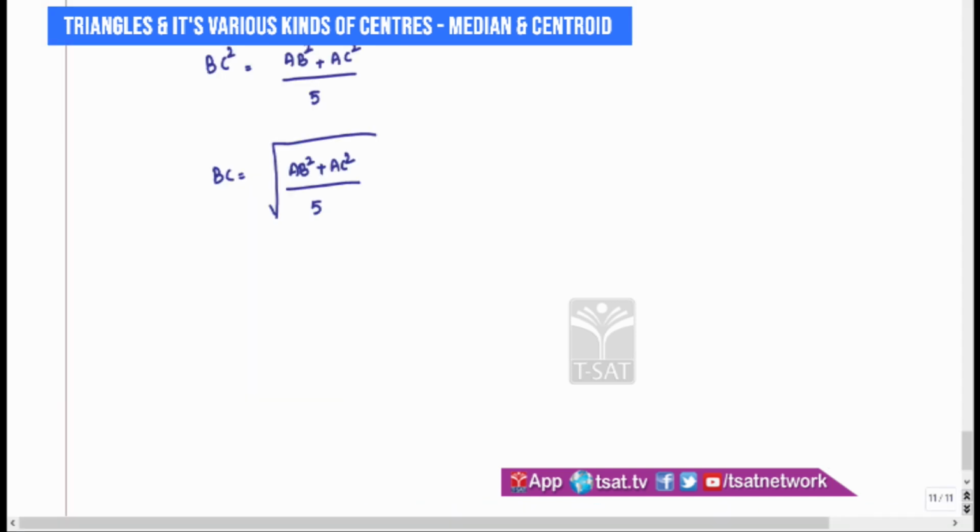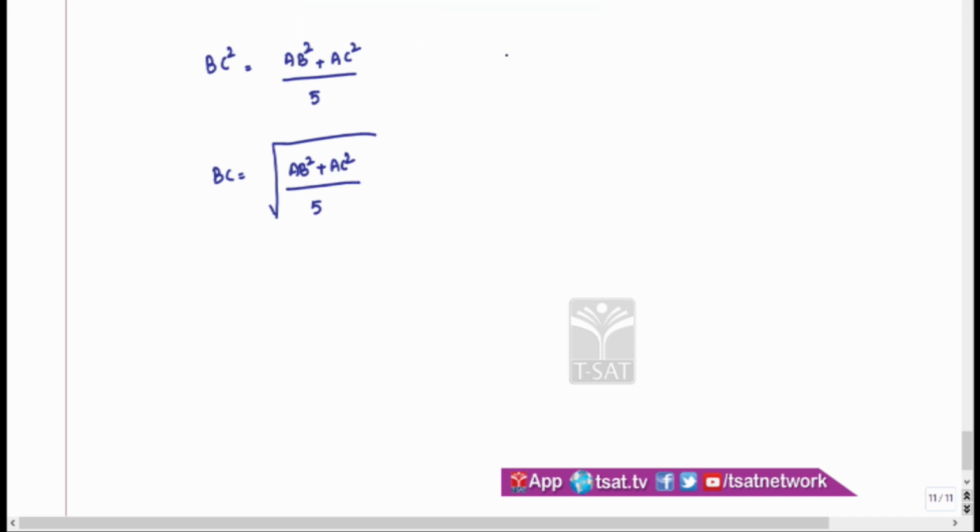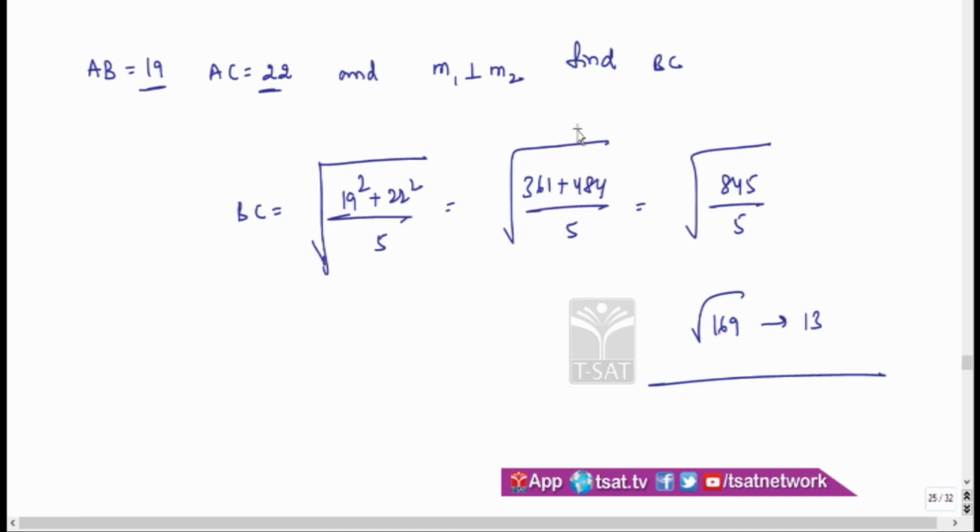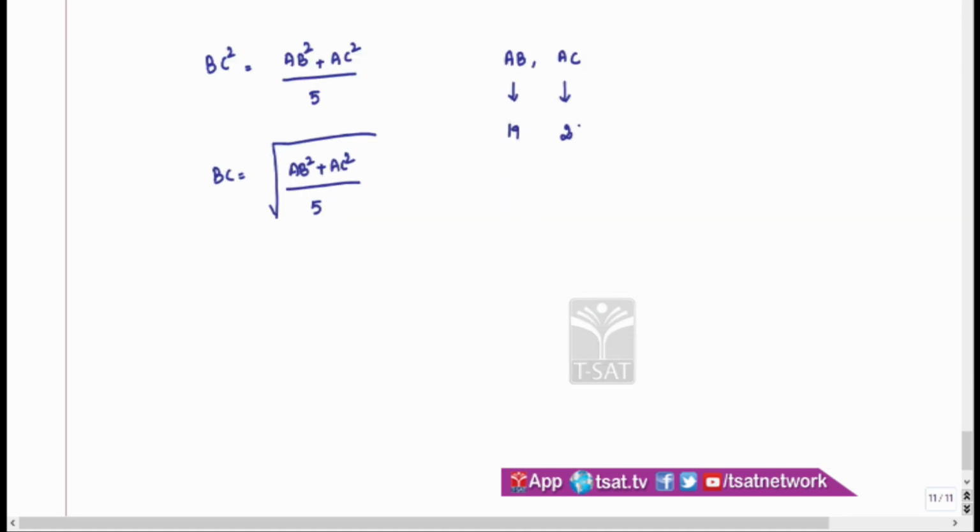Suppose medians corresponding to the sides AB and AC are perpendicular to each other. Length of side AB is equal to 19, length of side AC is equal to 22. Then if they ask you to find BC, you can directly substitute in this formula.